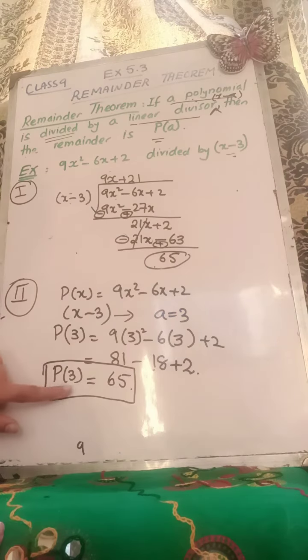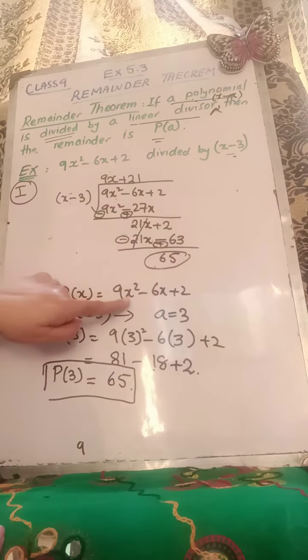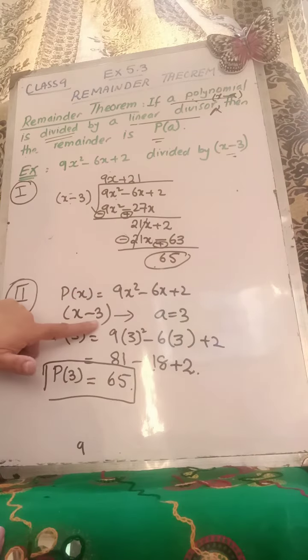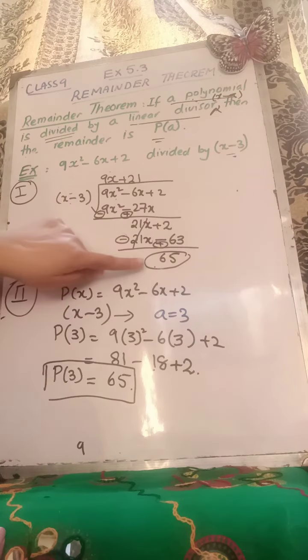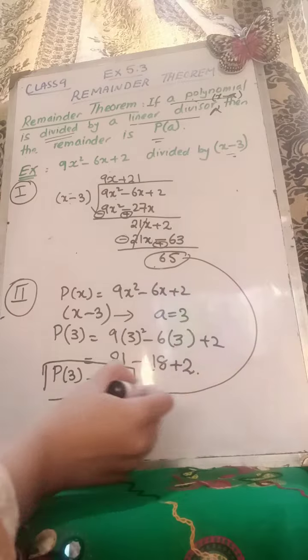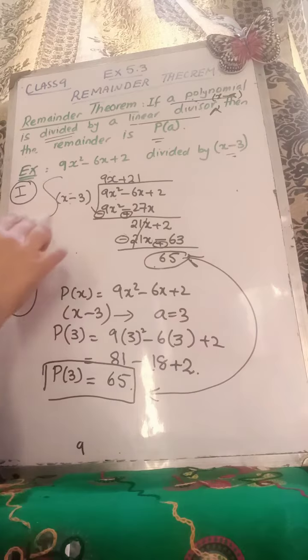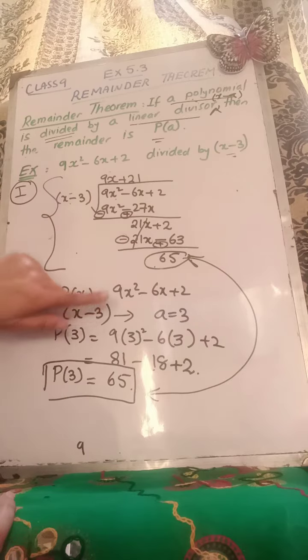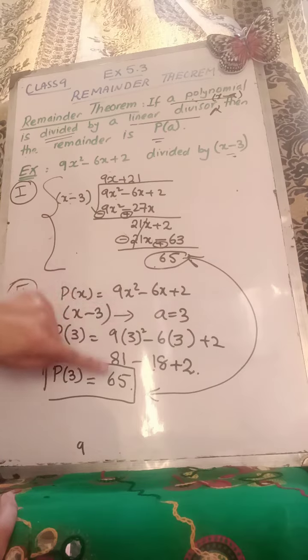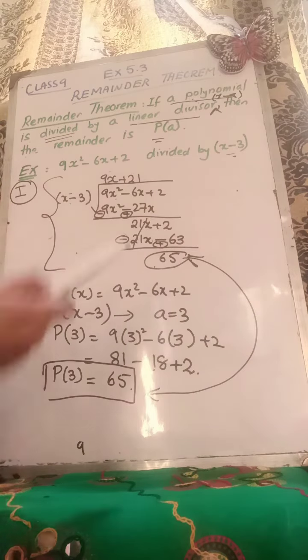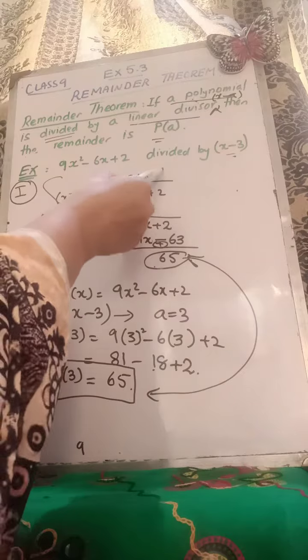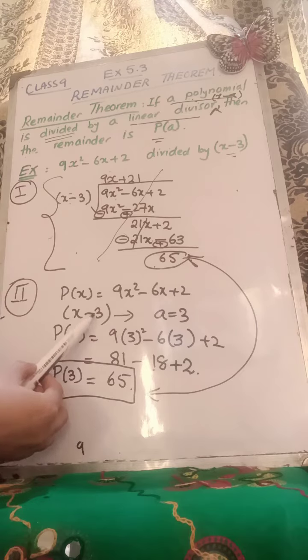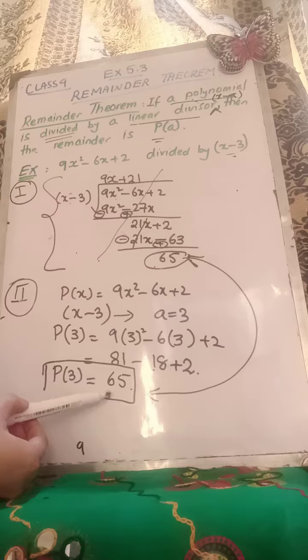What is p of 3? This is the value we obtain by replacing x by 3, the number which is subtracted from x. So the remainder in both the cases is the same. These two values are the same. So instead of going into long division, we can easily find the remainder by just putting 3 in the polynomial in place of x. This will give us the same number as this. So no need to go into this hectic method. Just pick 3 and put it in this polynomial to get the remainder.